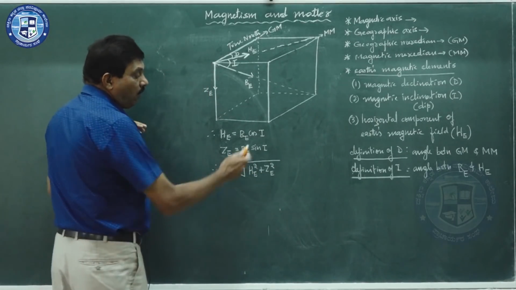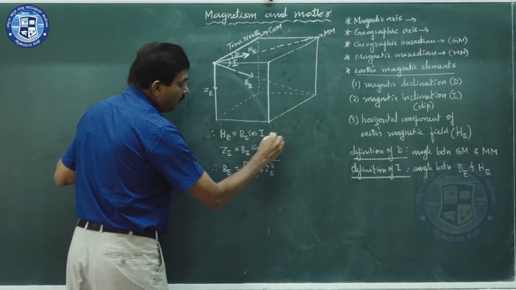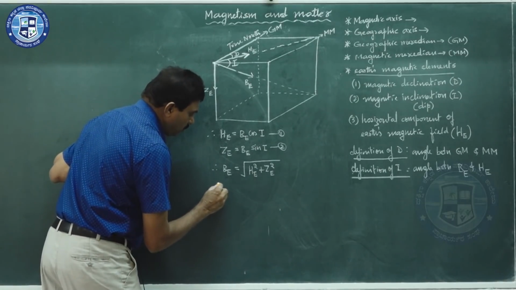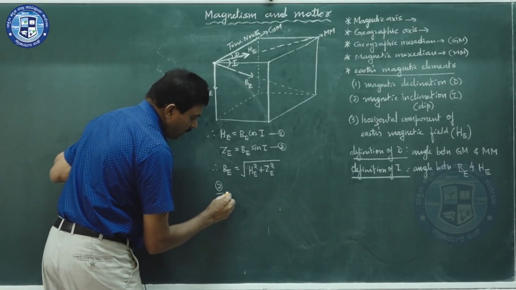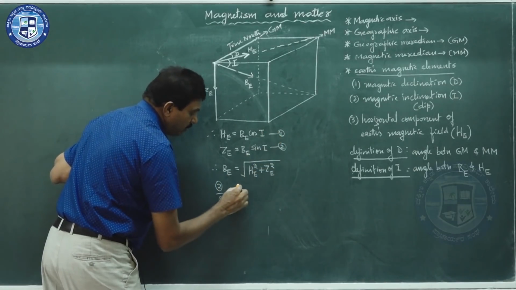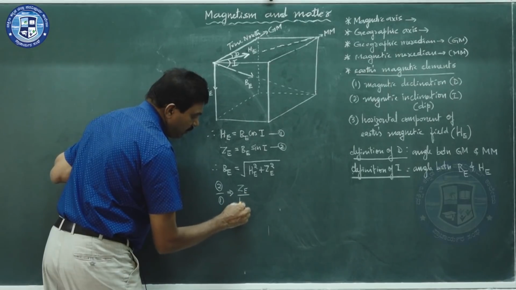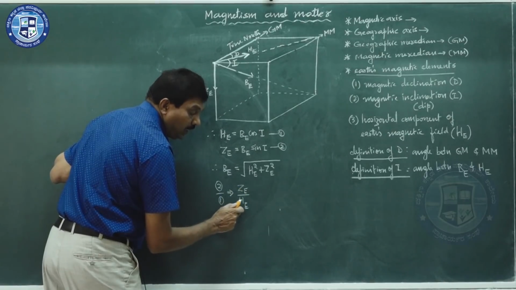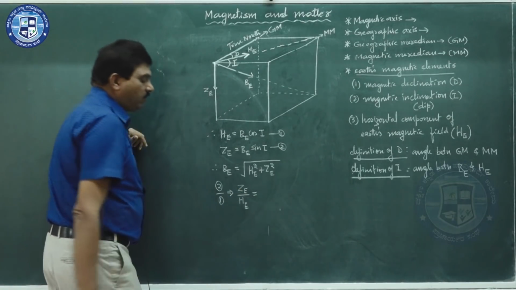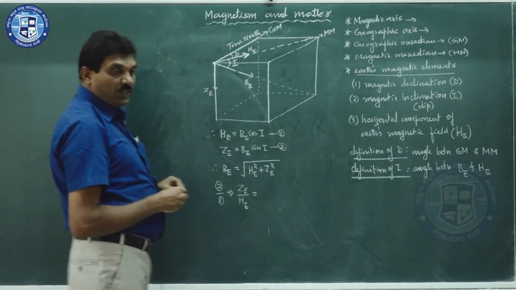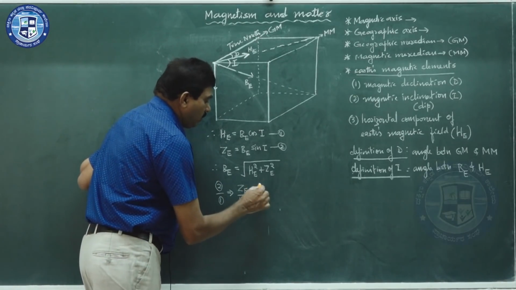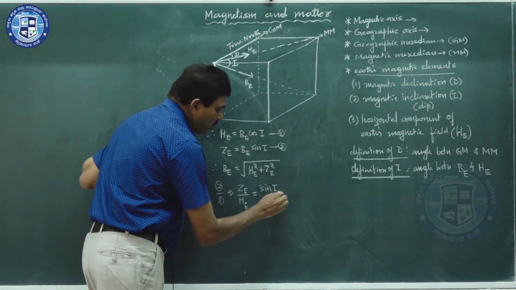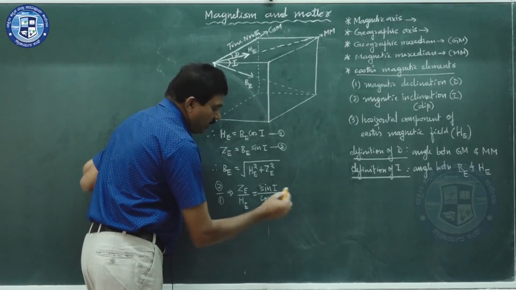Also, what is the relation for I, inclination? When you divide these two relations, 2 by 1, we get ZE divided by HE. What is ZE? The vertical component of the Earth's magnetic field. What is HE? The horizontal component of the Earth's magnetic field. So, ZE by HE will be equal to sin I divided by cos I.